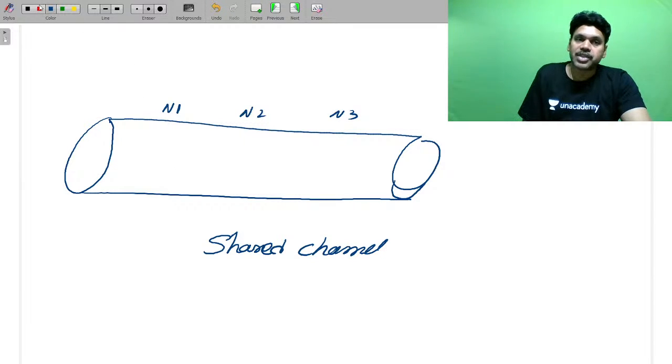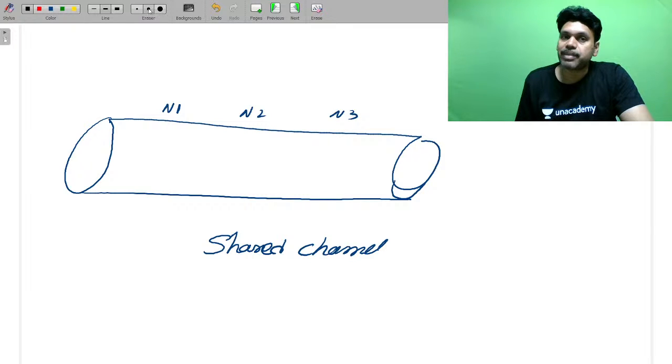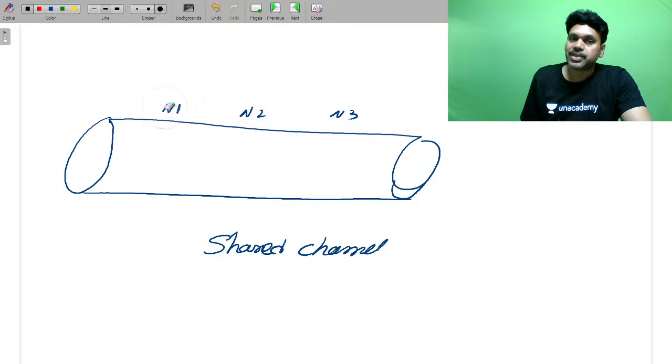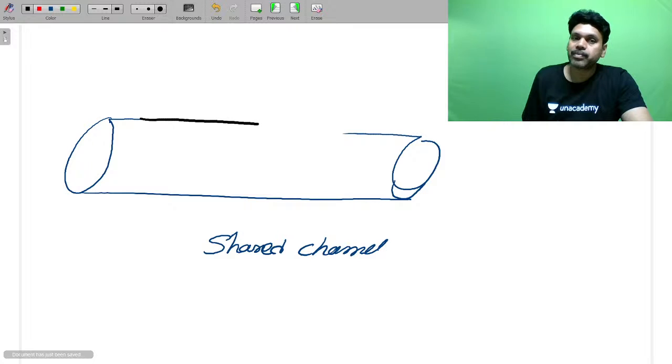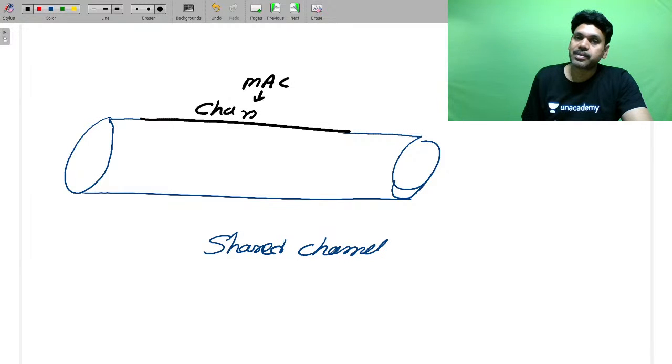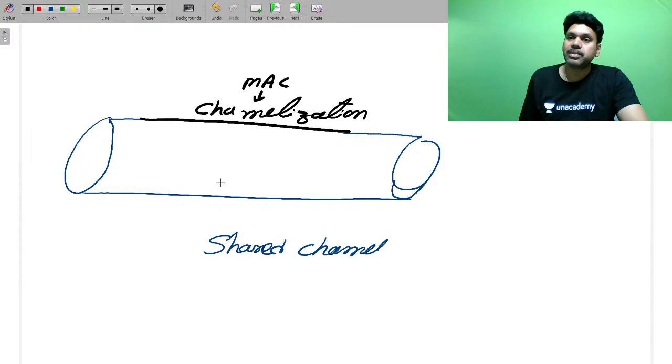Before they transmit the data, what are we going to do? The MAC tries to provide a channelization mechanism such that you do not have the concept of collisions. The MAC implements channelization schemes for the nodes that are connected to your particular shared channel.